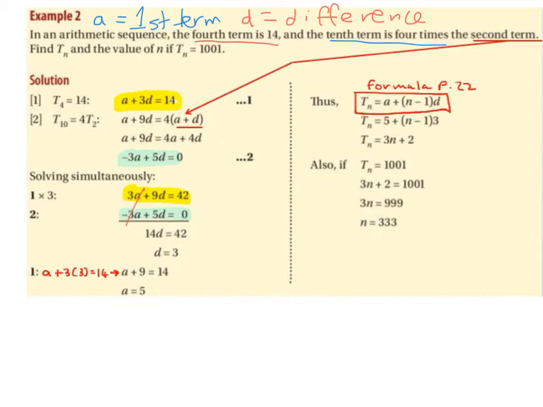So although this is a tricky question, it is really just subbing into a formula, a bit of solving simultaneously. All of these are easy things to do. The tricky part is setting up our equations at the start. So we just need to remember that T4 is the same thing as A plus 3D. T10 is the same as A plus 9D, etc. Let's have a look at them a bit more closely.